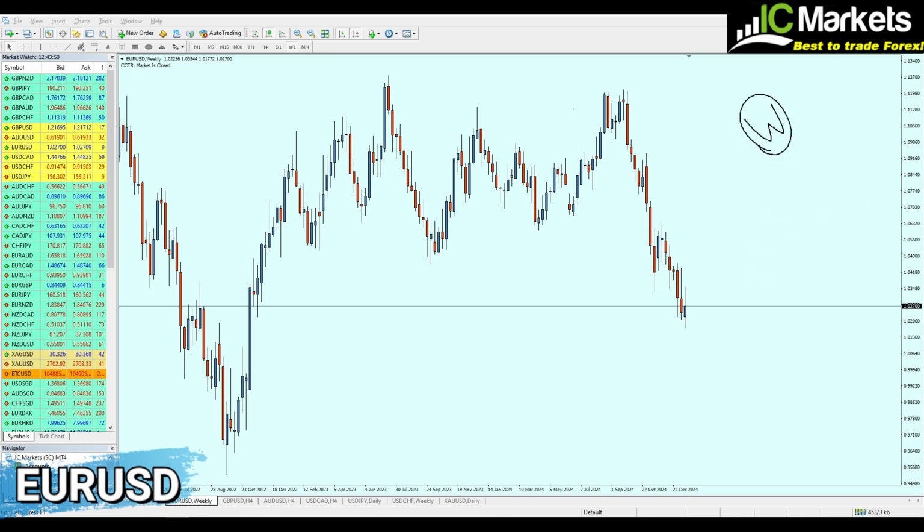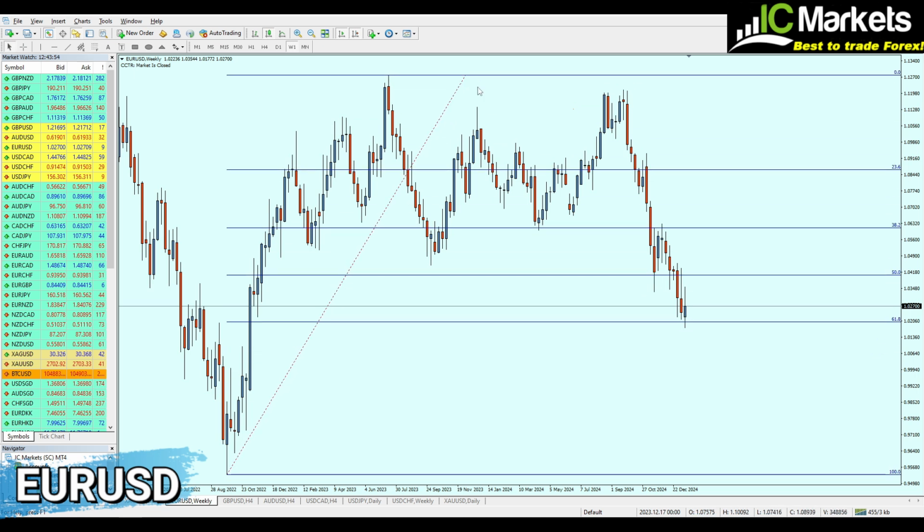Now we can notice two things. First of all, if we apply the Fibonacci retracement, we can notice that the EURUSD has just reversed at Fibonacci 61.8. And as we all know, this is the jackpot retracement level where we can buy the market.